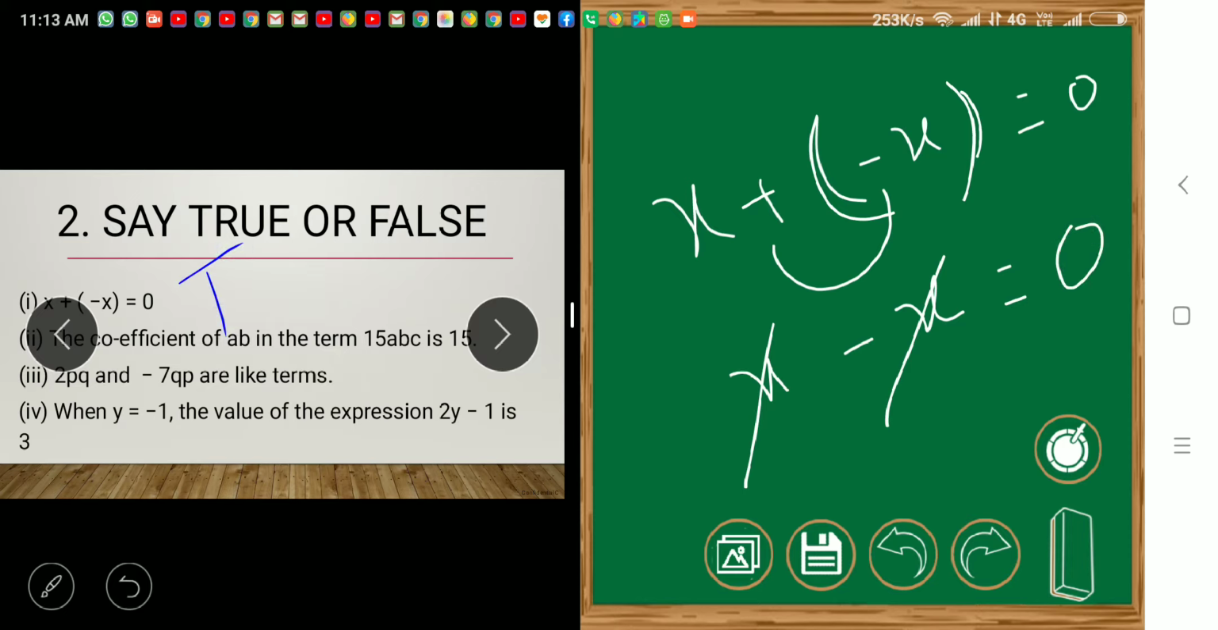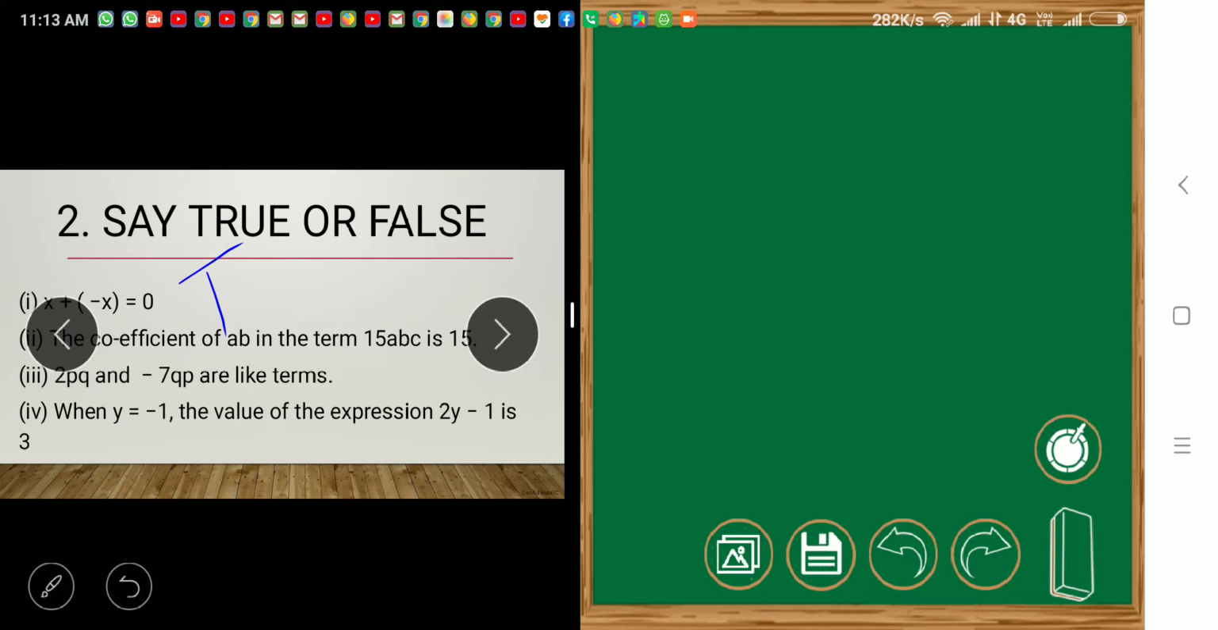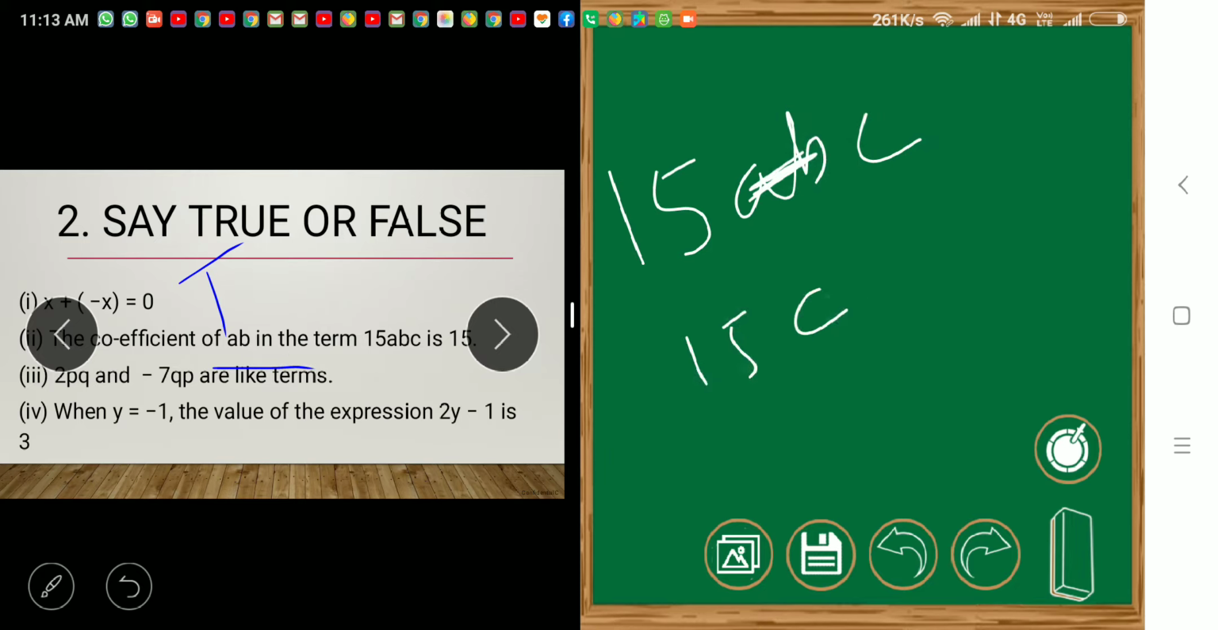So it is true. Second one, the coefficient of AB in the term 15ABC. Now they are asking the coefficient of AB, so strike out the AB. We will get 15C only. But it is given only 15. So it is false.